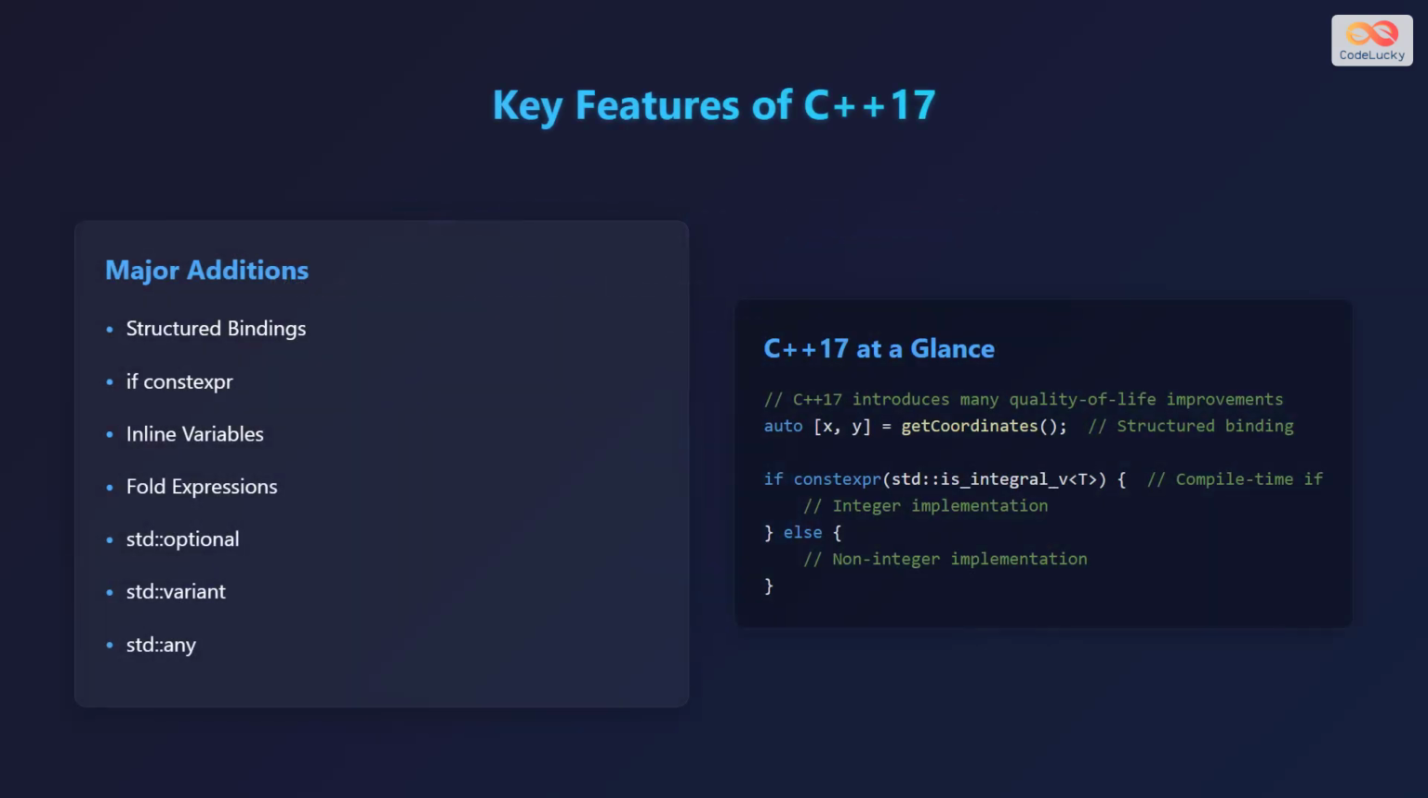C++17 introduces several major additions that improve the way we write code. Here's a brief look at some of the key features. This includes structured bindings, compile time if, also known as if constexpr, inline variables, fold expressions, std::optional, std::variant, and std::any. On the right, you can see a glimpse of how C++17 simplifies code. For example, structured bindings allow you to unpack values easily. The compile time if lets you write code that is conditionally compiled based on template parameters.